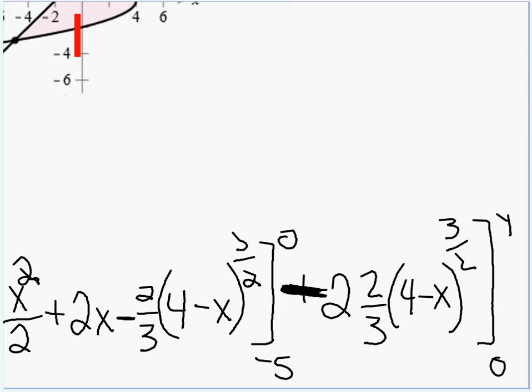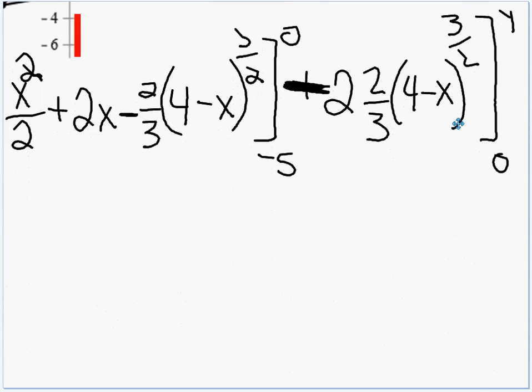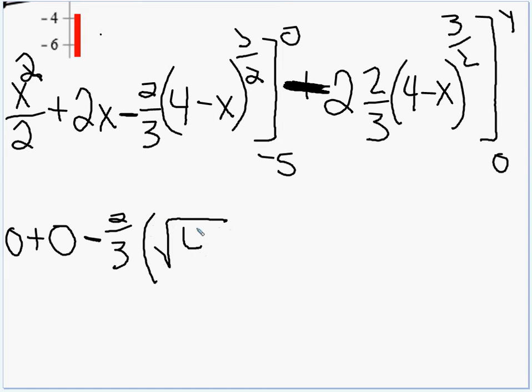And let me get some more room to work here. And now we evaluate. Here, upper limit jumps in first, so that'll be 0 squared over 2. That's just a 0. 0 jumps into the 2x, so that's 2 times 0 is 0. And now the 0 jumps in here in the quantity, so we are going to have something here. Minus 2/3, that's a 3. And the 0 jumps in. 4 minus 0 is 4, so that becomes 4 to the 3/2 power, or the square root of 4 cubed.